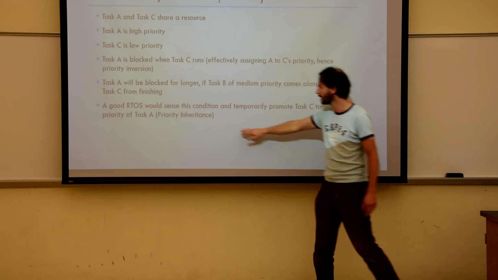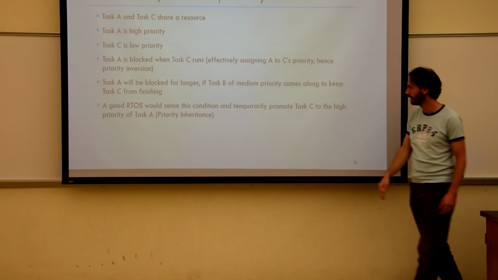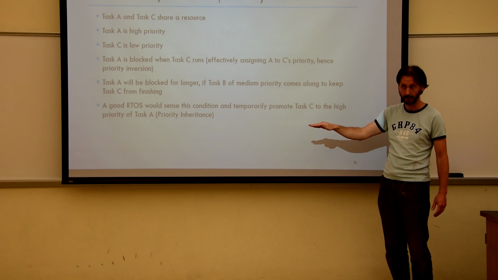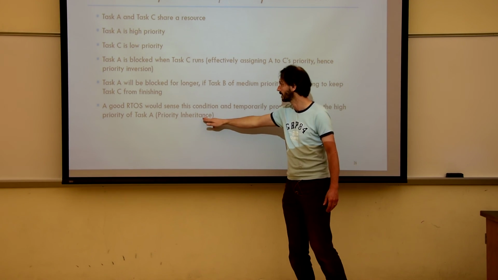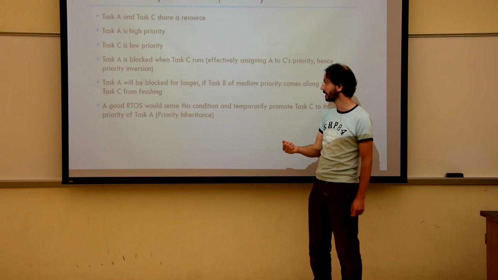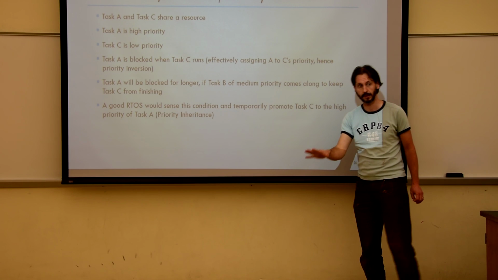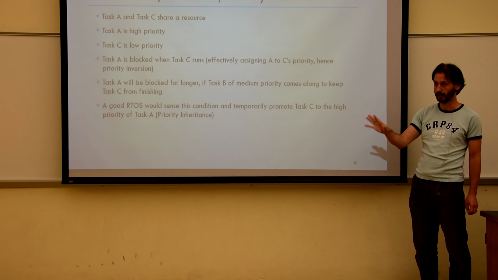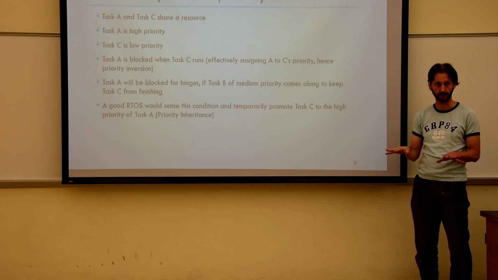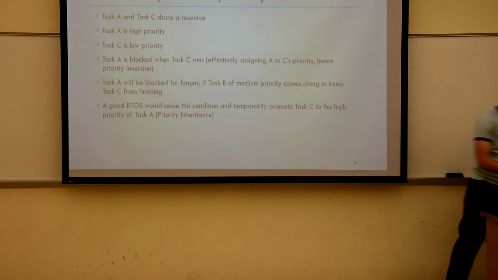So a good RTOS would sense this condition and temporarily promote task C to the high priority of task A. And that's what we call priority inheritance. So the RTOS actually understands this problem and says, you have low priority, but there's a high priority task waiting. So you get high priority now, temporarily. And that's what we call priority inheritance.